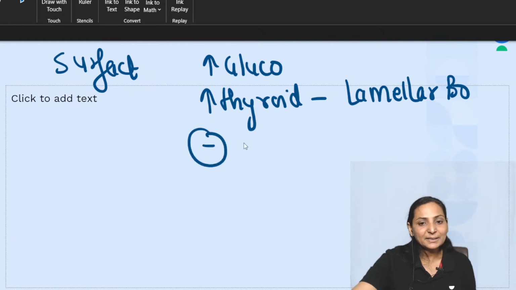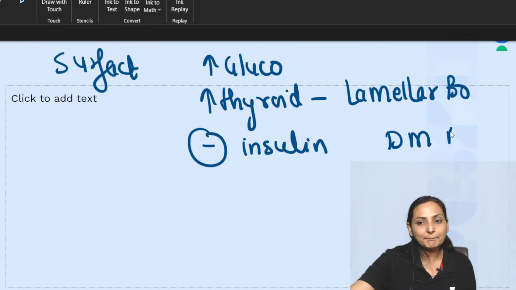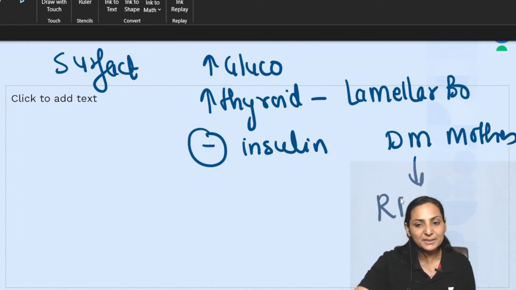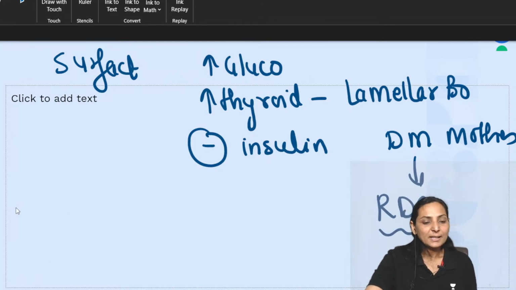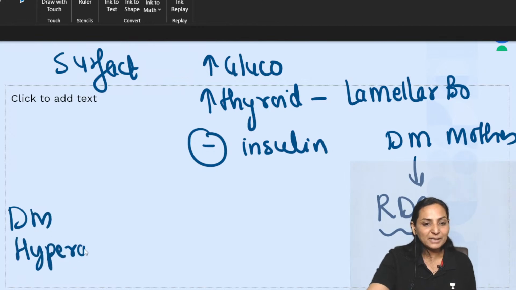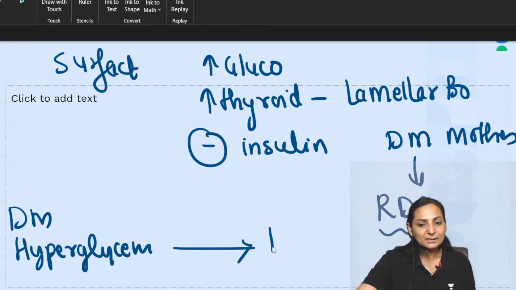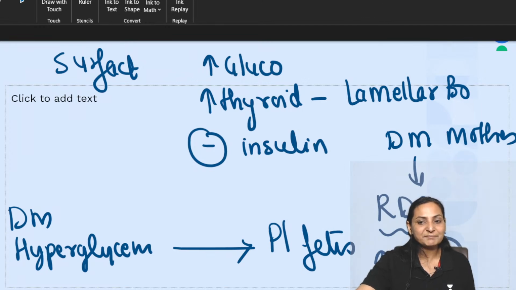It is inhibited by insulin, and therefore the diabetic mothers are prone to have babies with respiratory distress syndrome. What is the cause? The cause is that the diabetic mothers have hyperglycemia, especially if it is uncontrolled, which will cross the placenta, which will reach the fetus and increase its blood glucose level.